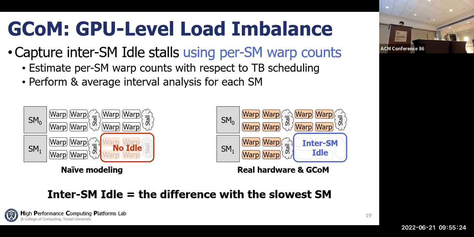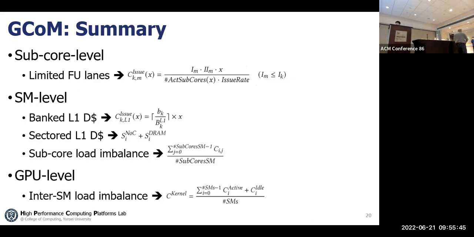GCoM estimates the number of warps each SM executes following the thread block scheduling policy, such as round robin. The inter-SM load imbalance can then be considered by comparing the active cycles of each SM. The final cycle stacks are calculated by averaging SM cycles. GCoM builds the aforementioned analytical models for each hierarchy of microarchitecture: subcore level, SM level, and GPU level. For more detail, please refer to our paper.